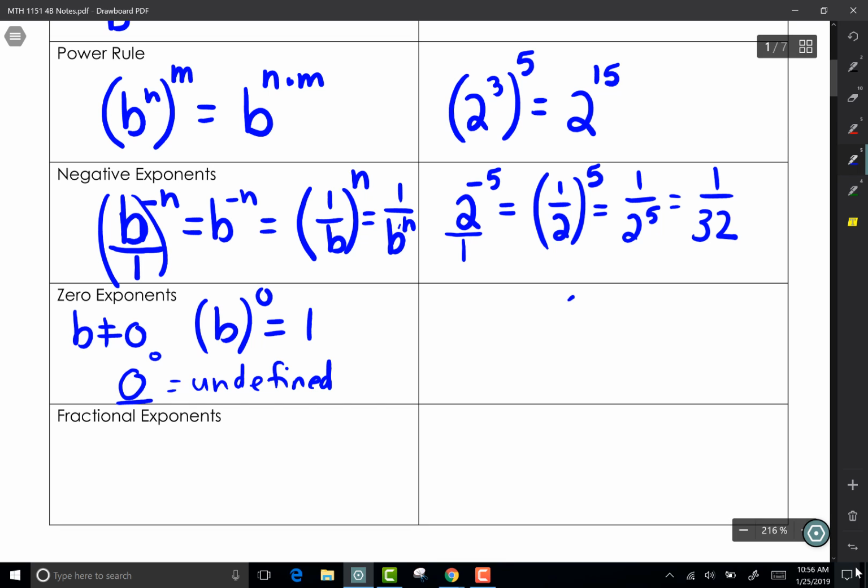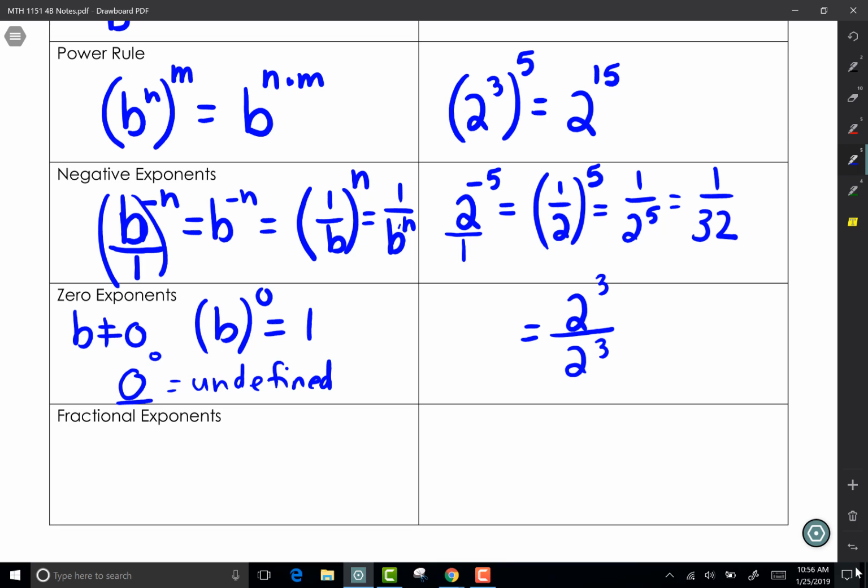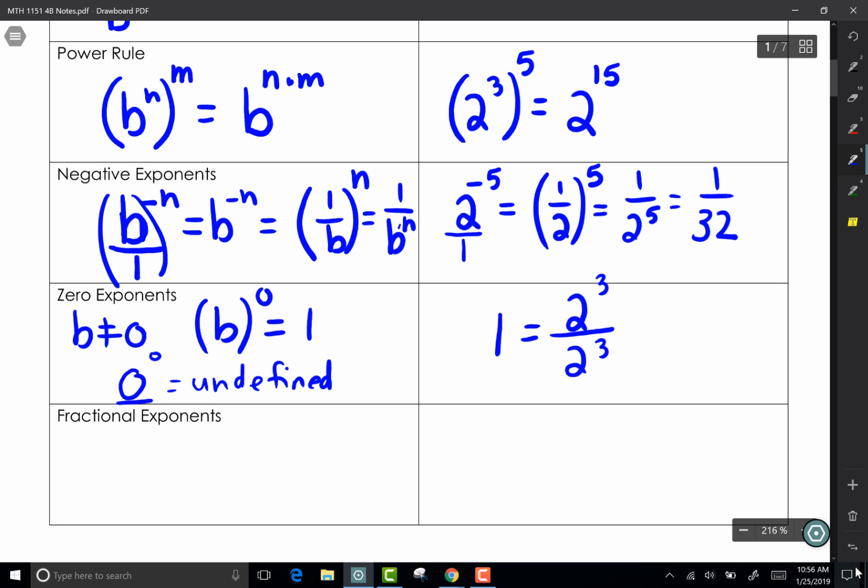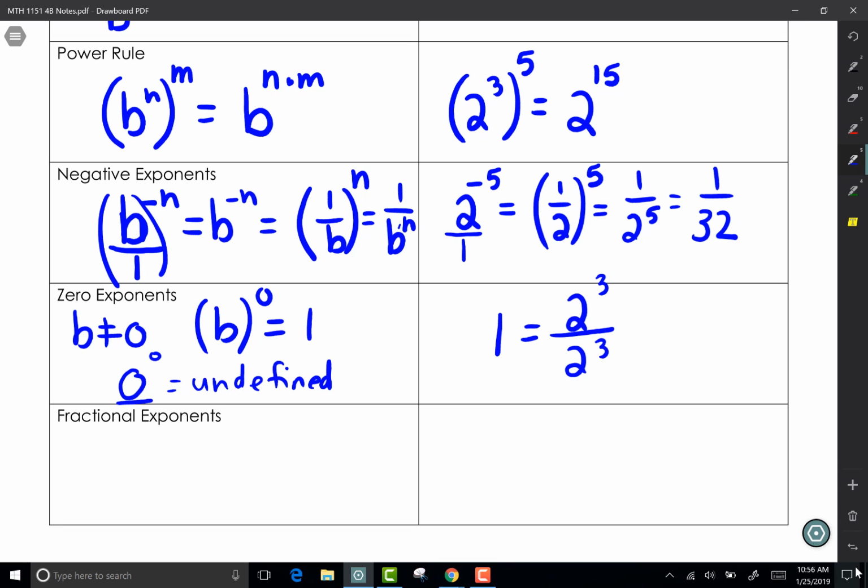If I give you, let's say, 2 to the 3rd over 2 to the 3rd, I know using my experience with fractions that when the top and the bottom are exactly the same, it's equal to 1. Because I have the same thing on the top and the bottom, and I'm just dividing it, and I get 1, just like 4 divided by 4 is 1, 5 divided by 5 is 1, 100 divided by 100 is 1. If the top and the bottom are the same, the fraction is equal to 1.